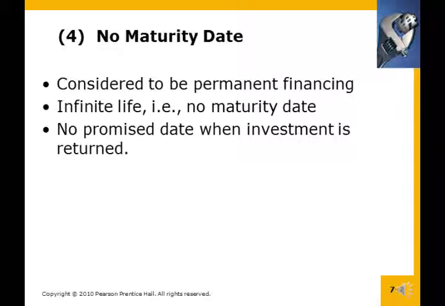The fourth characteristic is related to maturity date. In real life, stocks are considered to be permanent financing. They have infinite life, no maturity date, no promised date when investment is returned. This is in real life, but actually in our models, which are theoretical models, you will find that in two models you will have maturity date. This will be covered in the next slides.